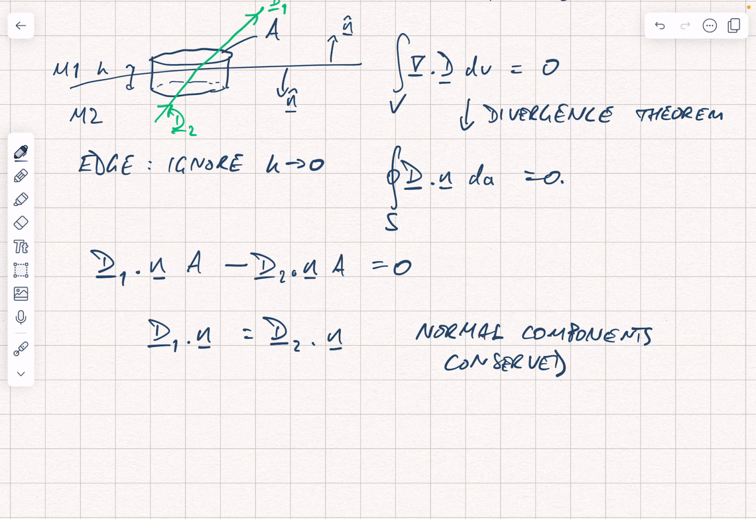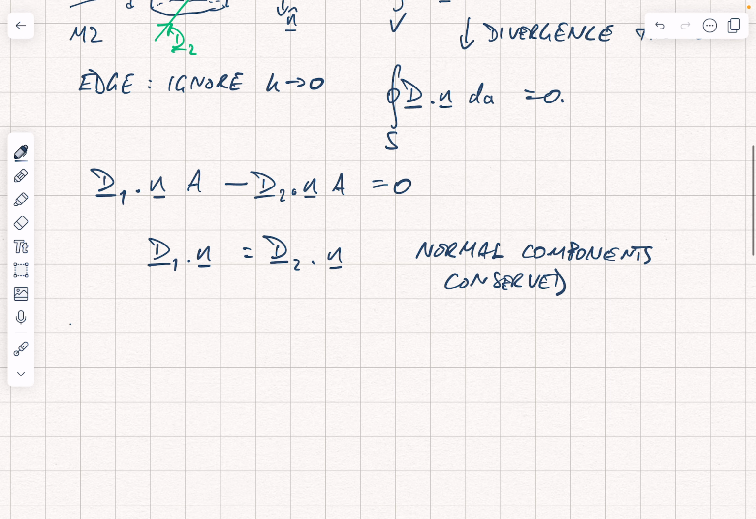When there are no external charges. That's important just to remember that you have to have that caveat. And what this means is that lines of D are conserved, so field lines.